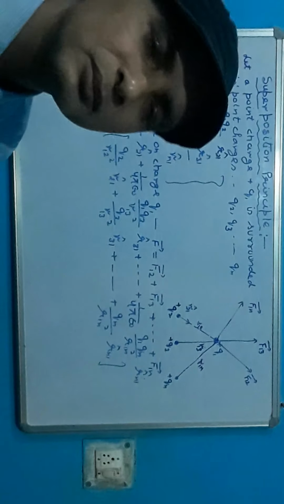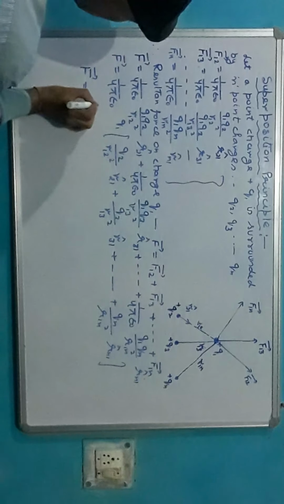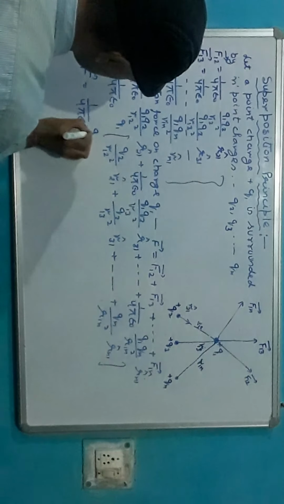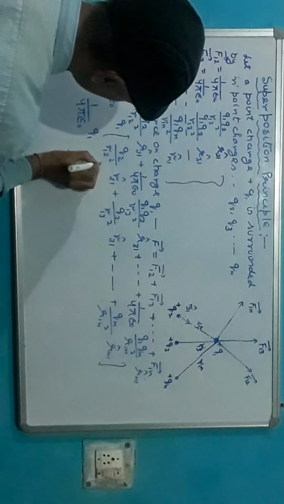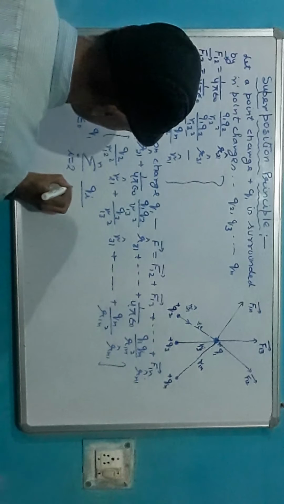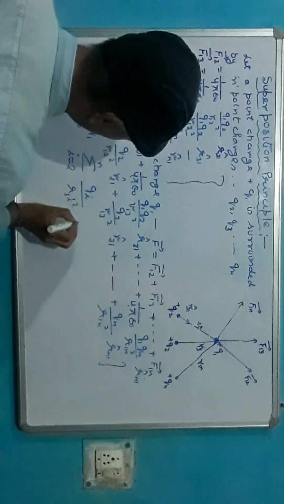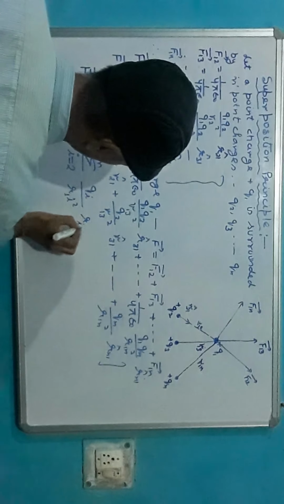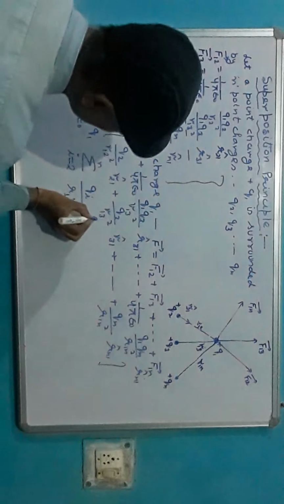In terms of summation, I can write it like this. F is equal to 1 upon 4 pi epsilon naught Q1 outside, and this is the sign of summation, i is equal to 2 to n, you can write Qi upon R1i square Ri1 cap. So this is the method to write it in terms of summation.